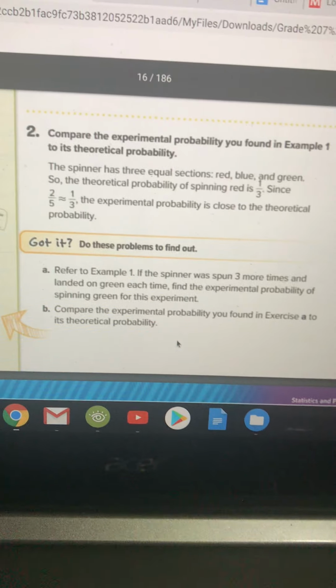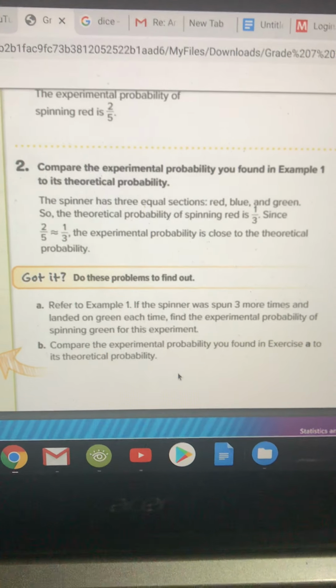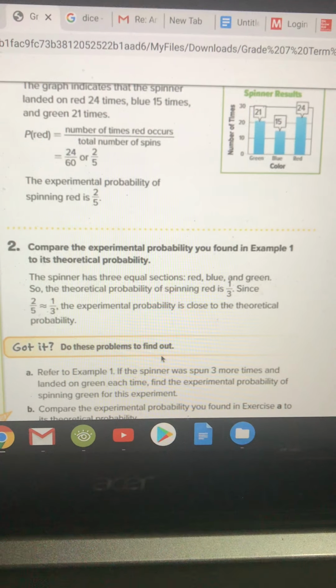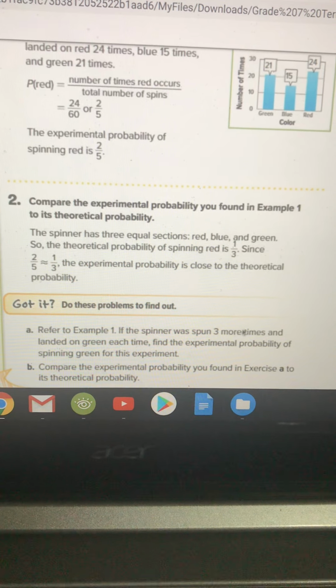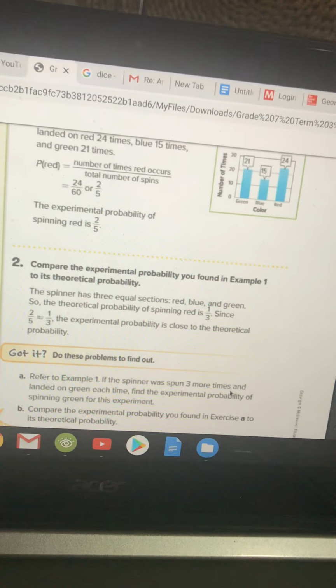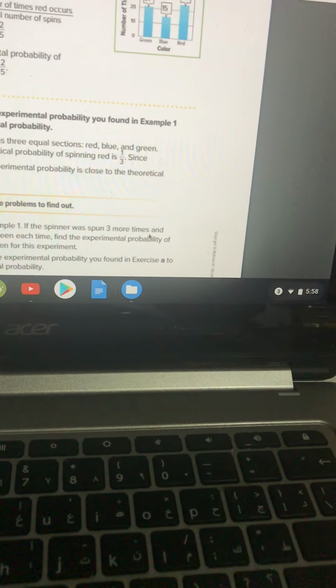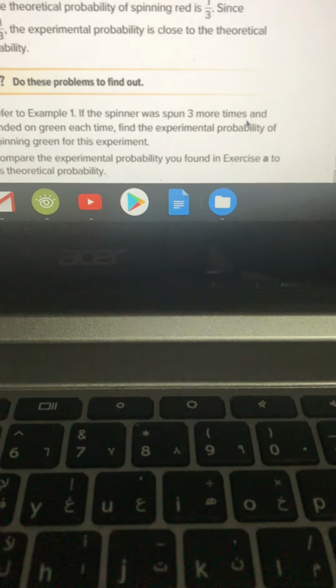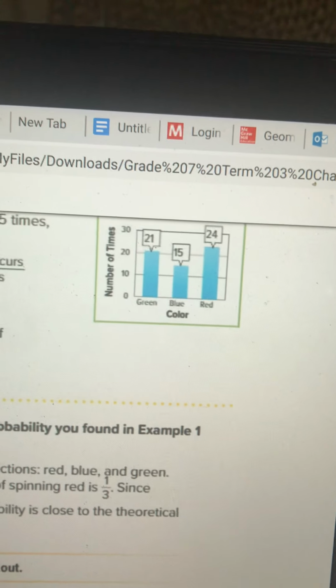Okay? All right. Let us do example A. In A, it says refer to example 1. So that means go back up here. Yes? And now it says if the spinner was spun 3 more times. So we already did 60. So we need to do 3 more. So now we have 63. So my denominator will be 63. And each time it landed on green. So the number for green increased by 3. So what is 21 plus 3? 24. So there. So this is probability for green.